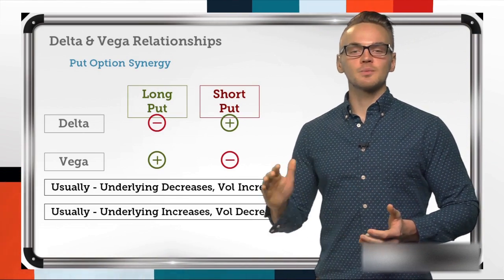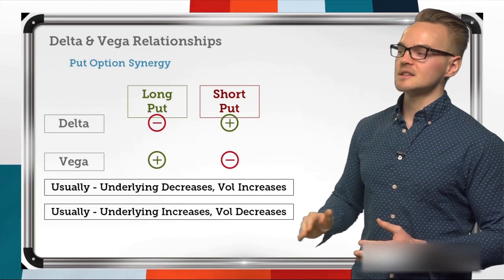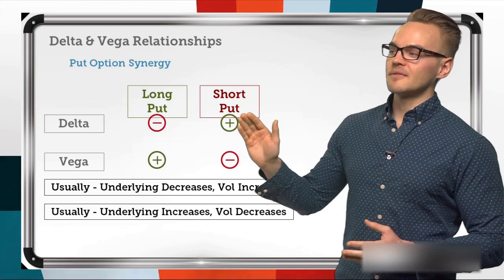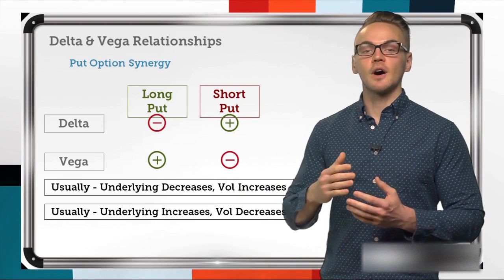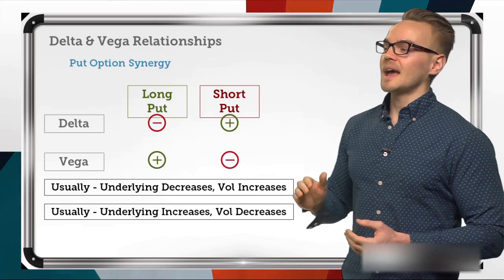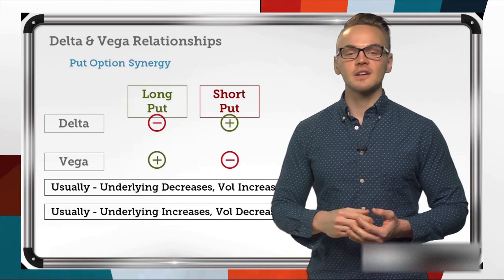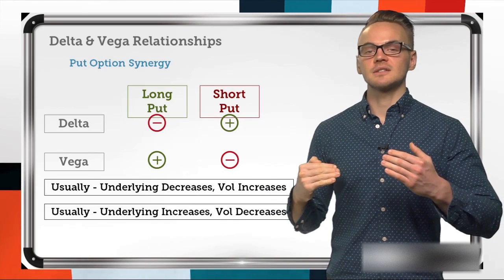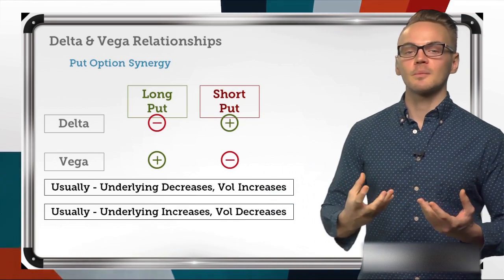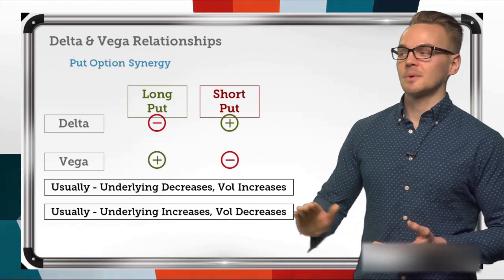And over the next week or so, the underlying went up 10%, and we saw volatility decrease. Well, if I'm short a put, I've got a positive delta, so that's good for my position if the underlying is increasing in price. And if implied volatility is decreasing, that's also good for my Vega exposure, because if I'm short an option, I want implied volatility to decrease. So this is a cool synergistic relationship between Delta and Vega.